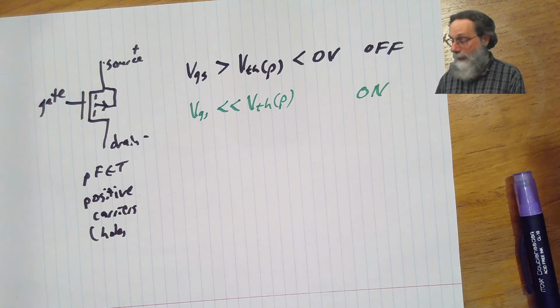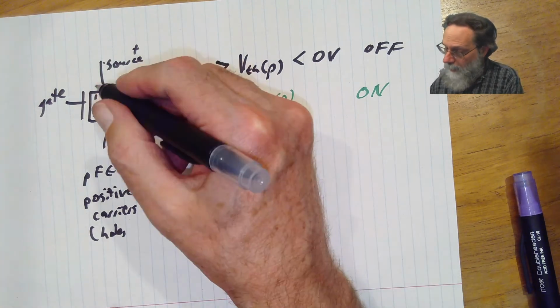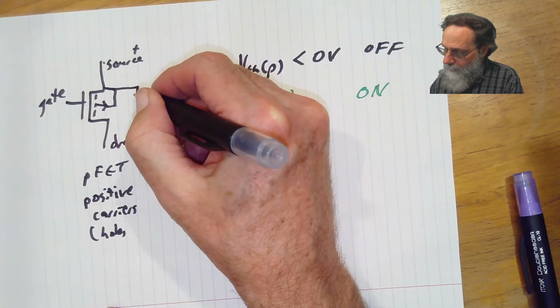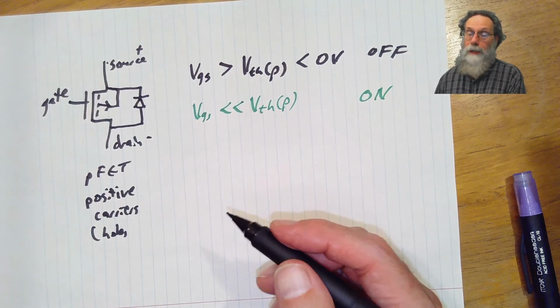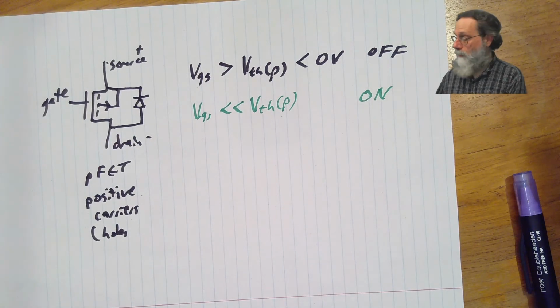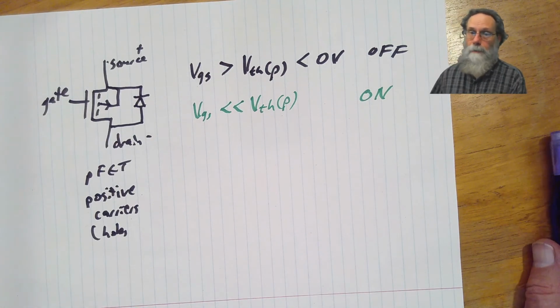I probably should put the body diode on this picture also. And the body diode is again reverse biased, which it has to be for the transistor to function as a transistor.